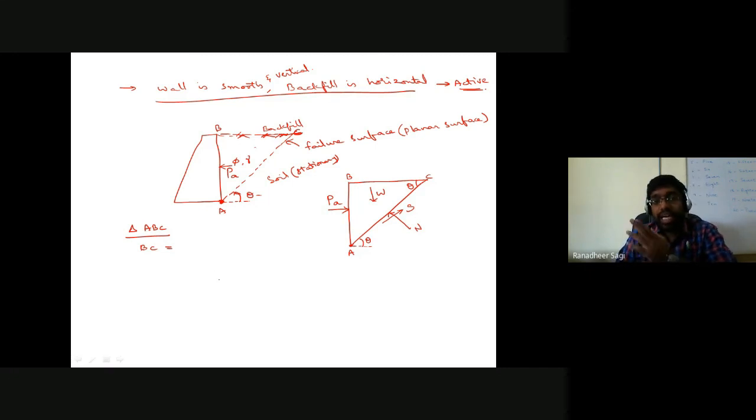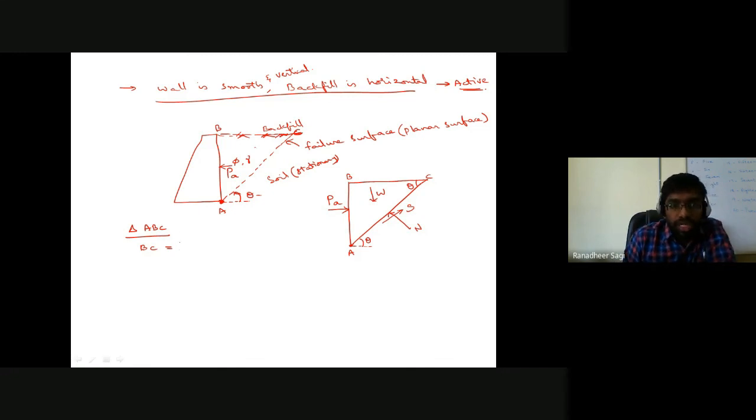For calculating the area, I require the height of that soil wedge and the width of that soil wedge. It means the AB value is required and the BC value is required. AB is equal to the height of the retaining wall, and BC is what I am required to calculate. So BC in terms of AB, I'll try to write down.